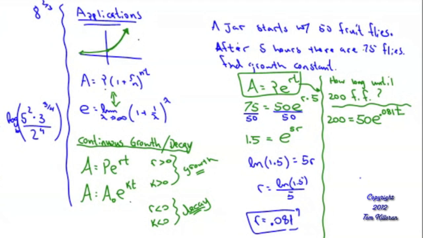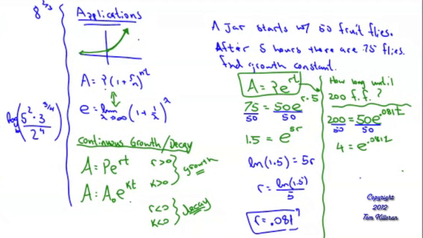If you write RT, you have to recognize you're dealing with two variables and you must know one or the other. I don't know T. Over here I knew T to get R, but over here I've increased my population. It's going to take longer, but I don't know how long. So how do I solve for T? Divide by 50. It sounds exactly the same as that one. Divide both sides by 50. So that becomes 4 equals e to the 0.081t.